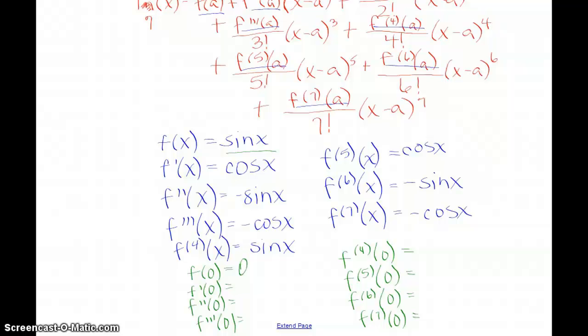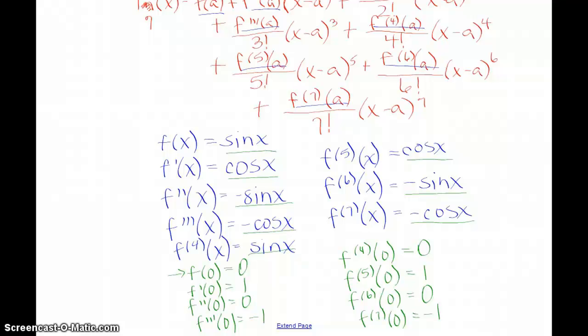The sine of 0 is 0. The output of the function at 0 is 0. So p sub 1 of x will not have f of a in it. F of a has a value of 0. Cosine of 0 is positive 1. Negative sine of 0, 0. Negative cosine of 0, negative 1. Or sine of 0, 0. Cosine of 0, 1. Negative sine of 0, 0. Negative cosine, negative 1. So there we are.